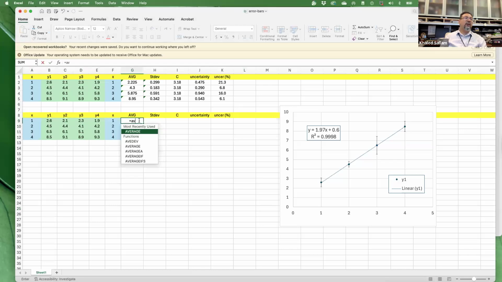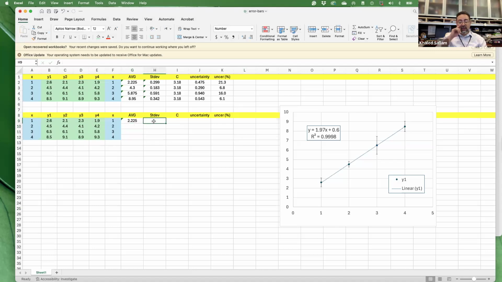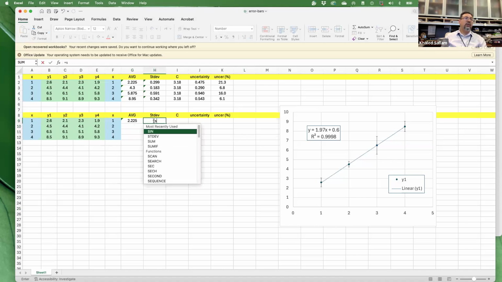So you'd say average, and you tell it, give me the average of those 4 values, right? This is the average. And then the standard deviation of those data points. There are 2 standard deviation functions in Excel. One is for the sample and one for the whole population. Since this is a sample, we will get the standard deviation S.